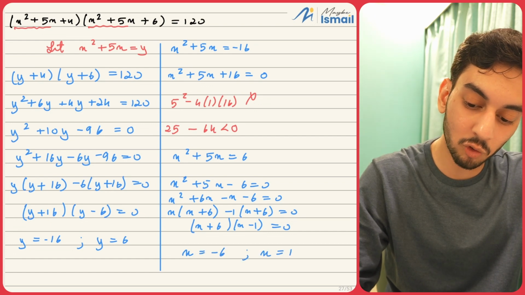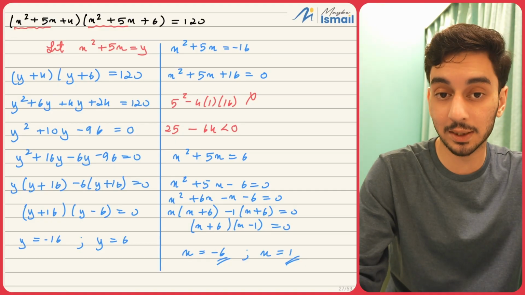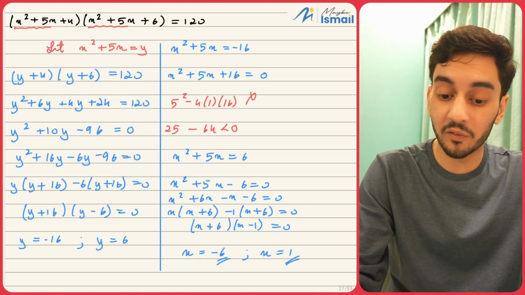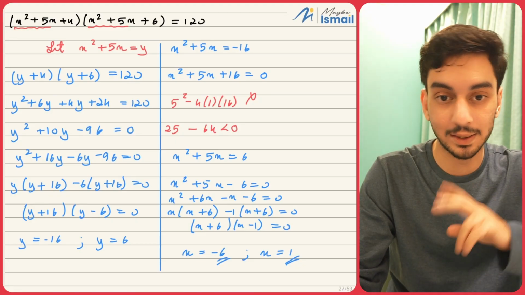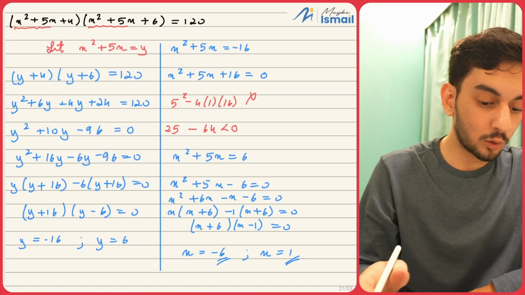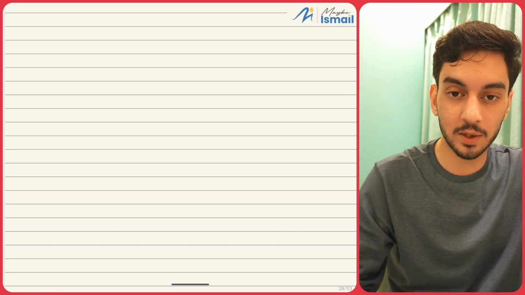Or x is equal to 1. So these are the two values of x that I surely needed. From the first equation, I get no values of x. From the second equation, I do get two values of x. Okay, let us move ahead to the last question of this video.